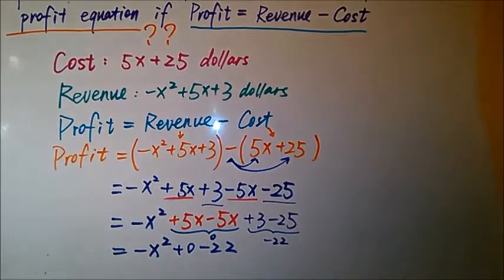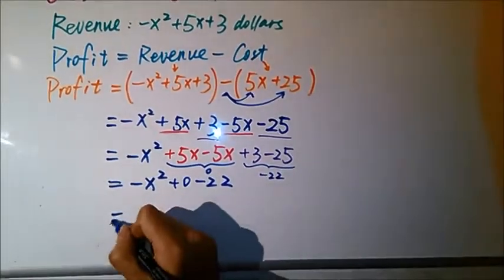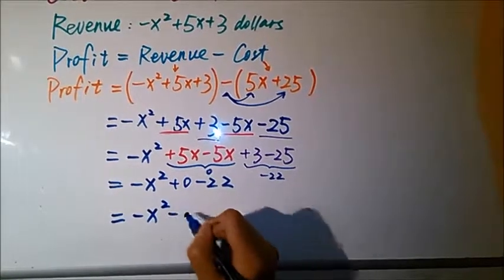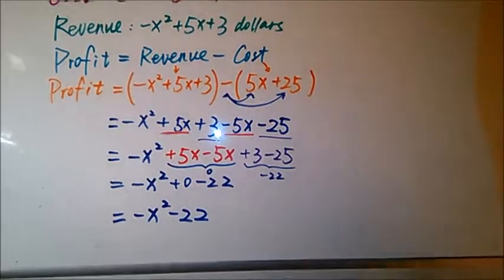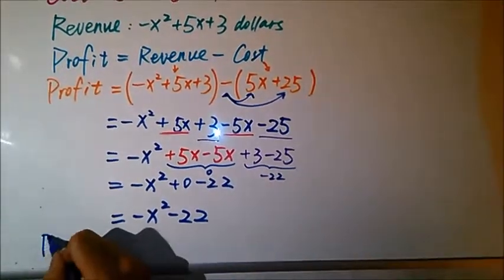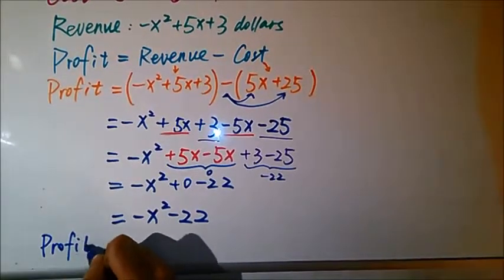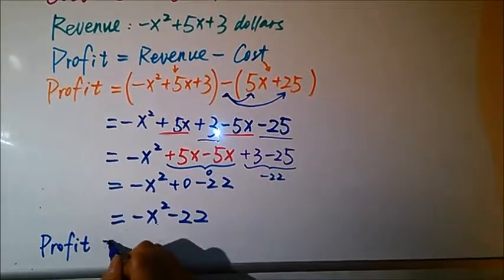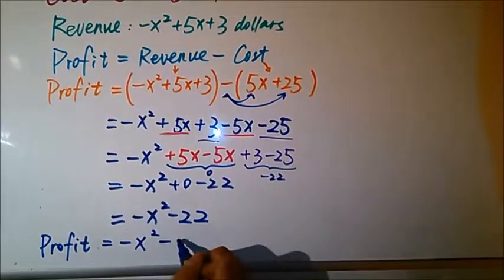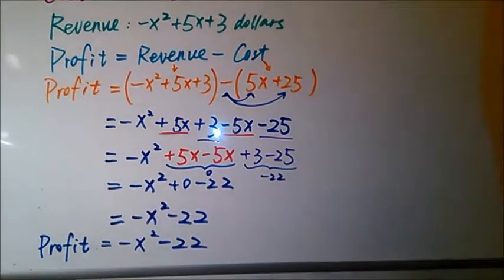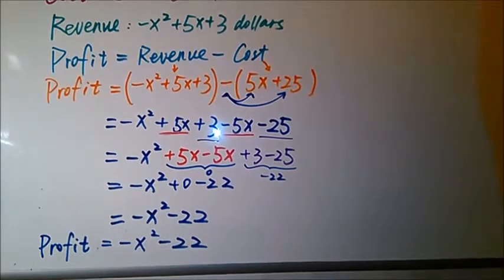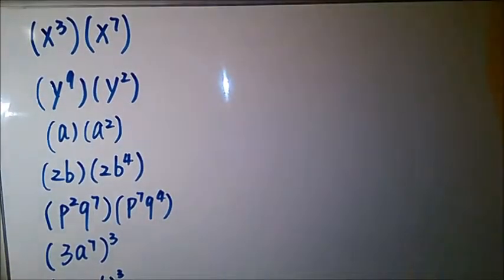Okay, good. Let's simplify it further. We get negative x squared minus 22. So our profit equation would equal negative x squared minus 22. And an x would be, let's say we have 5 pairs of shoes sold that week, right? We put that into our x, and out will come how much profit we made that month. Okay, let's continue on with your homework.